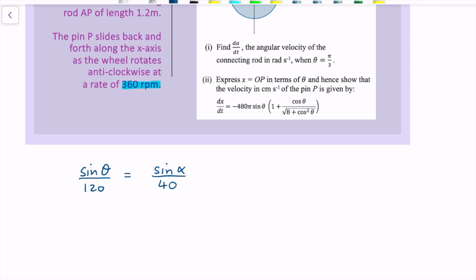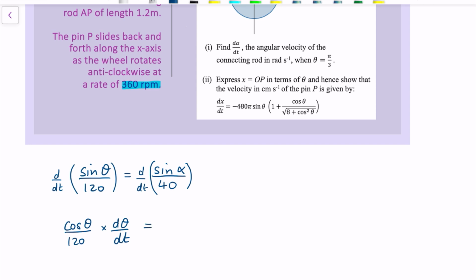So if I take the derivative with respect to t of both of these things, what are we going to get? Well, the 120 and the 40 in the denominators do nothing, they're just constants. Sine of theta, when I differentiate it with respect to t, I actually differentiate with respect to theta, so I have cos theta, and then I multiply by d theta dt. Okay, so that's implicit differentiation at work.